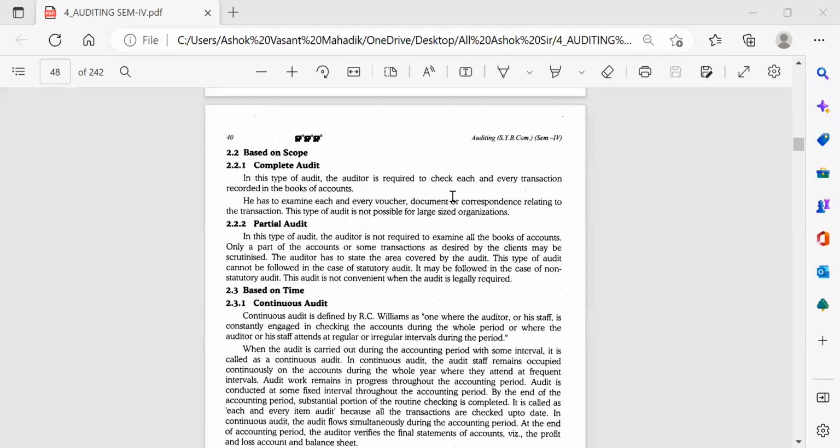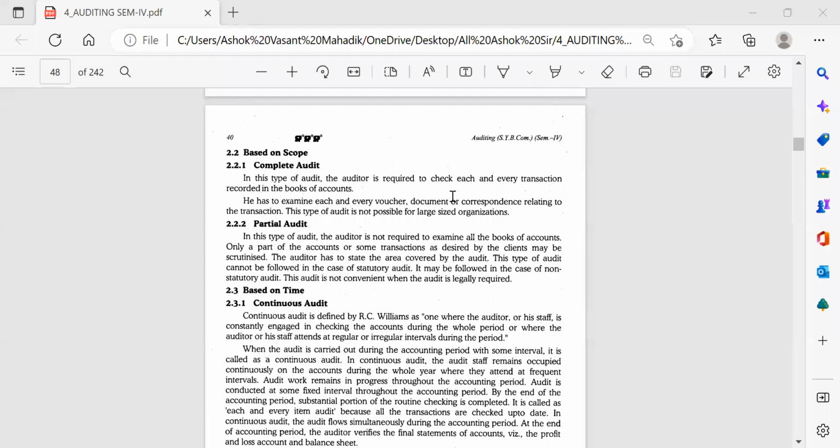Okay, so types of audit based on scope. We have one, complete audit, and second, partial audit. Complete audit, as the name suggests, means auditing each and every aspect of the books of accounts. You can't leave any part unaudited. All statutory audits required by law are complete audits. You cannot ignore anything.